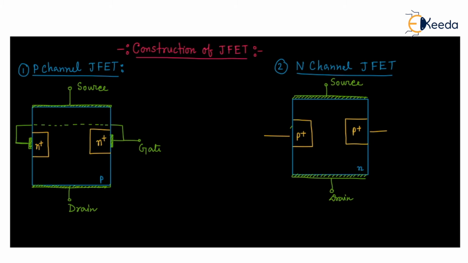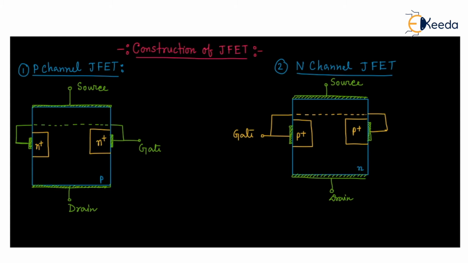The two P plus regions will also be connected with each other using a metal layer. There will be some metal layer on this P plus region, and there will also be some metal layer on this P plus region. Both of them are connected with each other at the back of the device like this. This terminal is the gate terminal. This is the cross-sectional view of the P-channel JFET and the cross-sectional view of the N-channel JFET.